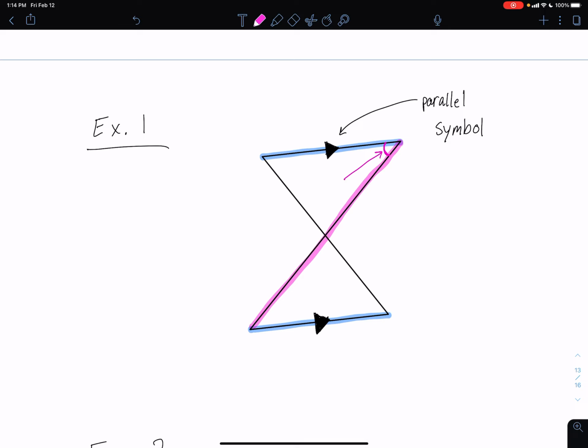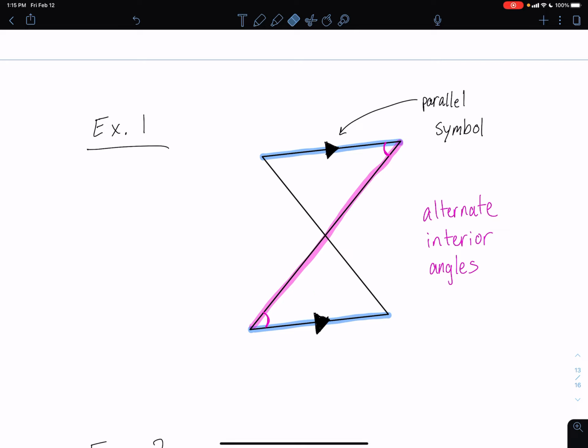Now, what angle is it going to be congruent to? Well, it's congruent to the other place in this diagram where the pink and the blue lines meet. And that's down in this opposite corner. And so we'll add another congruent marking. And so those two are the congruent angles. And remember, we call them alternate interior angles. And so that's basically how it works.